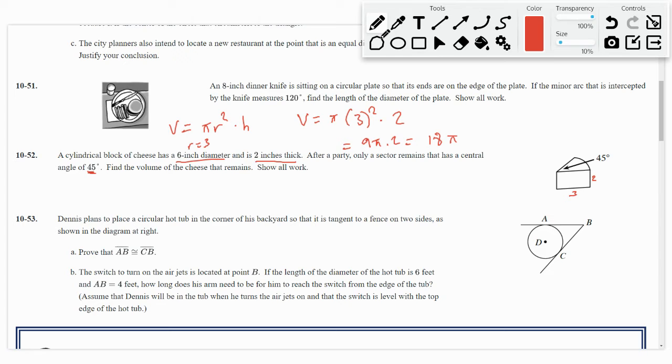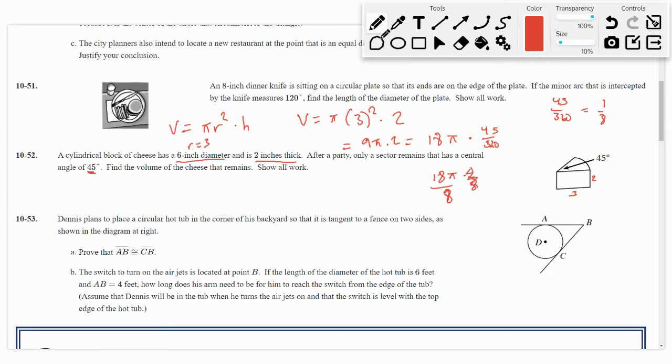But that's the volume if this was the whole cylinder. Well, what about the sector, the 45-degree angle portion? So we need to multiply by 45 over 360. But this actually reduces into a smaller number here. 45 over 360 is the same thing as 1 over 8. So it's really 18 pi times 1 over 8. And remember, when it's usually just a fraction like this, we usually just end up dividing by 8.